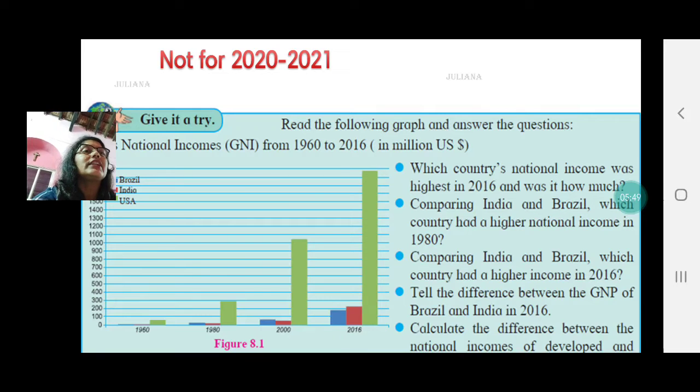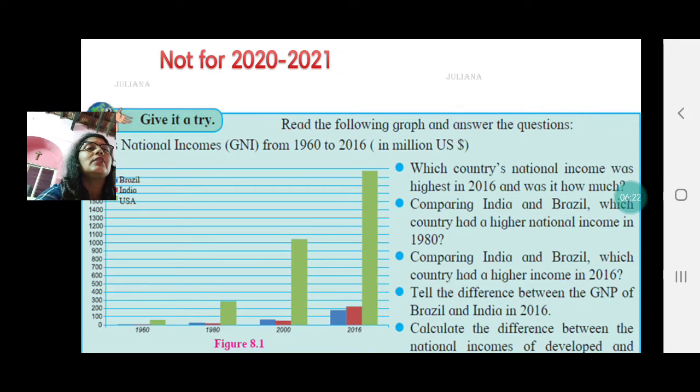Which country's national income was highest in 2016, and how much was it? Naturally it's very clear. The green one is far ahead. So the answer is USA. And how much was it? Look at your textbooks. It's above 1800, between 1800 and 1900. So it is 1850 million US dollars. The unit is million US dollars.